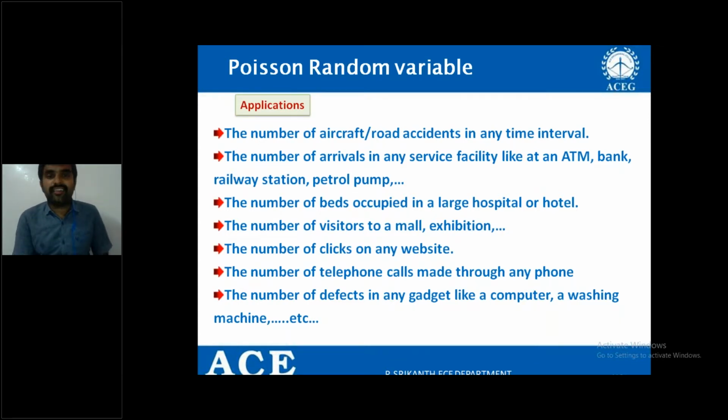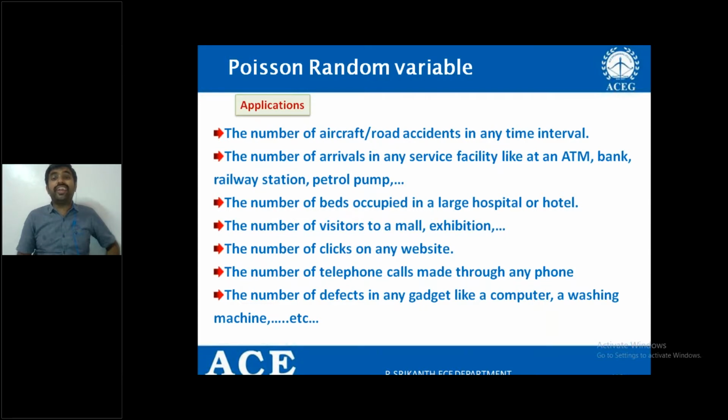The number of arrivals in any service facility, maybe like an ATM or a bank or a railway station or a gas station or a petrol pump, right? So the number of arrivals, maybe cars, vehicles, or humans, in a particular duration, maybe from morning 9 to evening 9, can be considered as a Poisson random variable, right? Over a month, for 30 days, from 9 to 9, how many members are entering into an ATM or bank can be considered as a Poisson random variable.